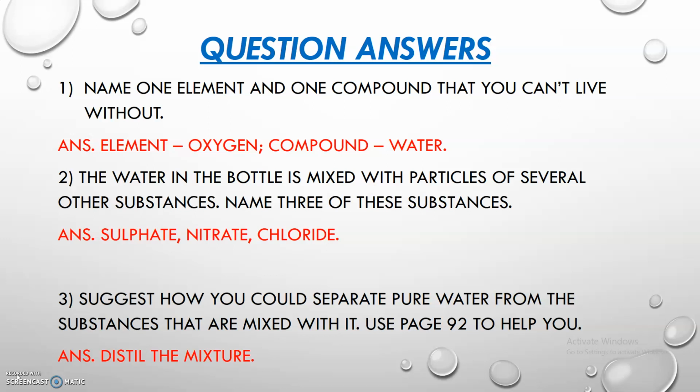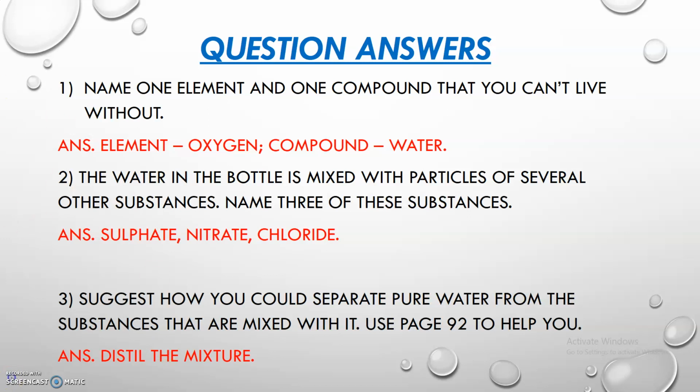Now third question. Suggest how you could separate pure water from the substances that are mixed with it. Use page 92. So you please take page number 92. You can see something that is actually distilling the mixture. That is a process which you don't have to study right now. Distillation is a process in which you can separate substances from pure water. So distill the mixture so that you will get pure water.